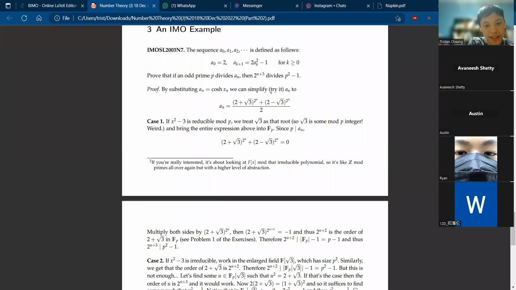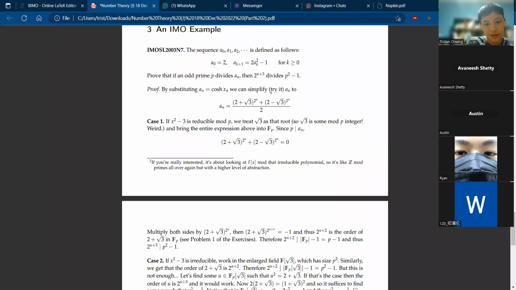If x squared minus 3 is reducible mod p, again, I'm being flexible in the notation here. I should have written 3 bar, but let's just say we are comfortable with it already. X squared minus 3 is reducible mod p. We treat square root 3 as the root, right? So square root 3 is already in F_p itself. It doesn't matter because we know its square is 3. So treat that square root 3 as that mod p integer, which is kind of weird. That's why I wrote this bracket.